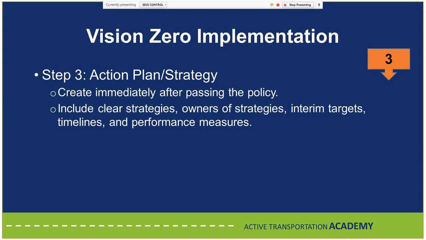As soon as you pass that policy, keep the momentum going and put this action plan together. In the plan, you're going to have some really clear strategies. You're going to assign who owns those, who's responsible for them. You're going to have short-term, medium-term, and long-term targets, and assign timelines to everything. The performance measures are also really important because we want to know if we're actually affecting meaningful change or if we need to tweak something, because the whole point is to really make a difference in our communities with this.